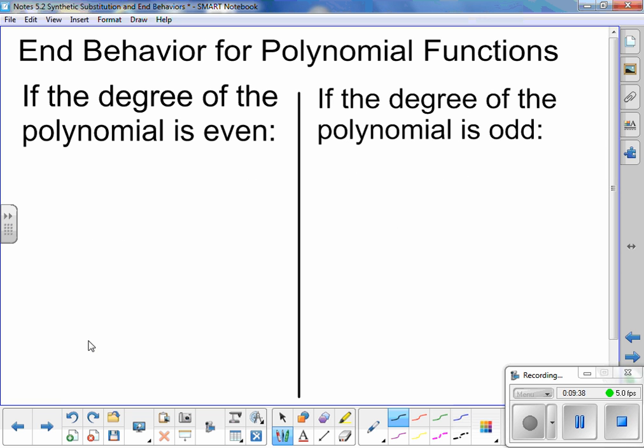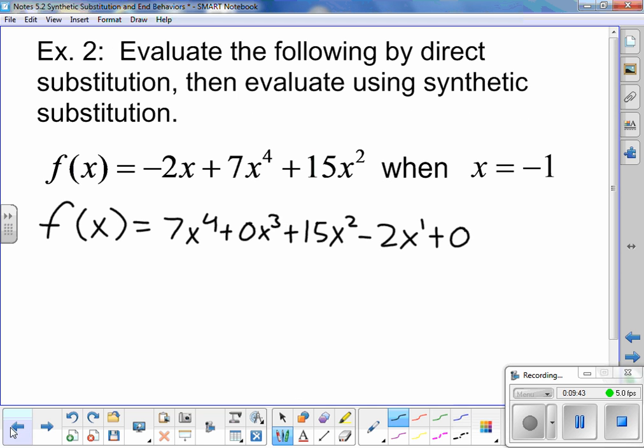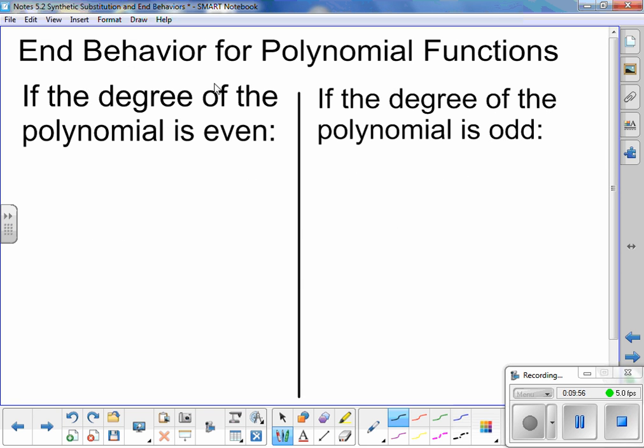All right, end behavior. So we are eventually going to be graphing these things. It's not really that bad of a process, but we want to do it in pieces. So the graphs can look like a lot of different things. Right now, we're just worried about the end part.